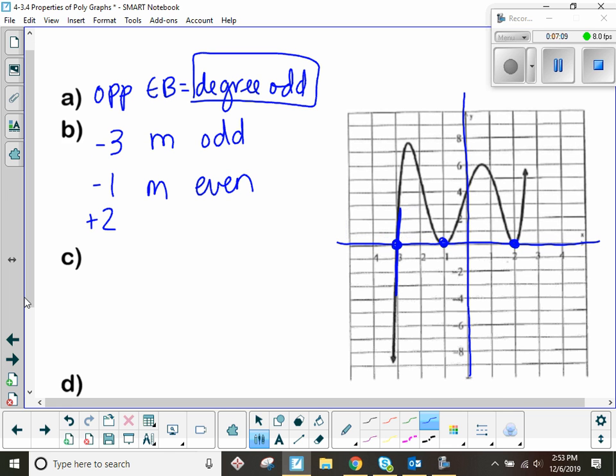And then at the root 2, it's going to be even or odd? Even, right? Because it bounces there. So the multiplicity is even. And what we're going to use this information for is in part C to help us write the factored form.